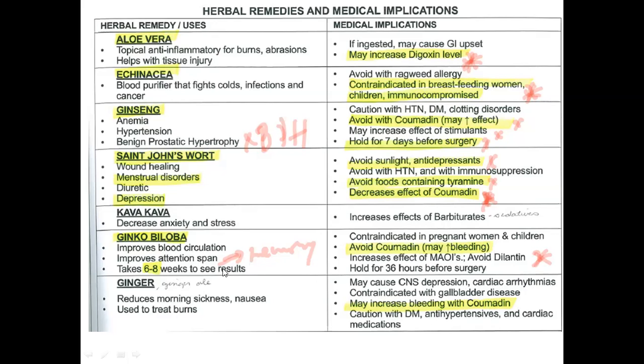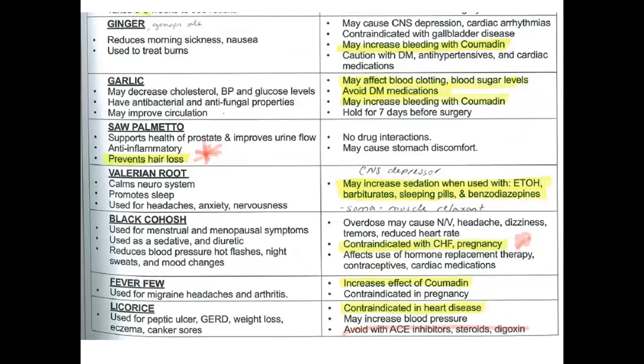So ginger, ginkgo biloba, saw palmetto, and ginseng, all of them interact with blood thinner. So they are not good to give with coumadin, warfarin, or with heparin. But aloe vera can interact with the digoxin, right? Or digitalis. What else?